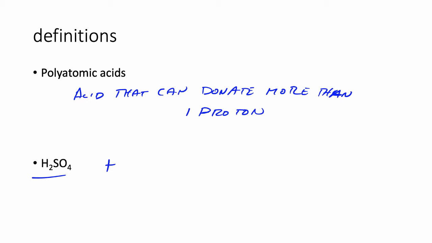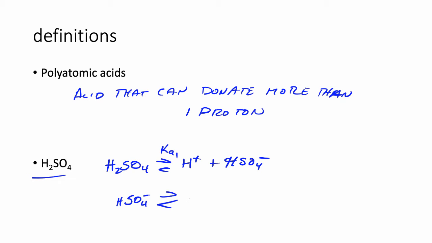The first reaction to occur, and this is in equilibrium, gives H plus and HSO4 minus. And we have a Ka, and we're going to call this Ka1, the first dissociation constant. And now HSO4 minus can also react to form H plus and SO4 2 minus, and this is going to be Ka2.